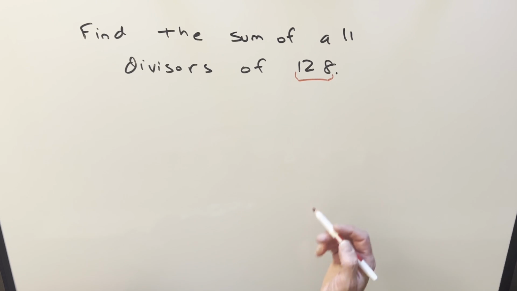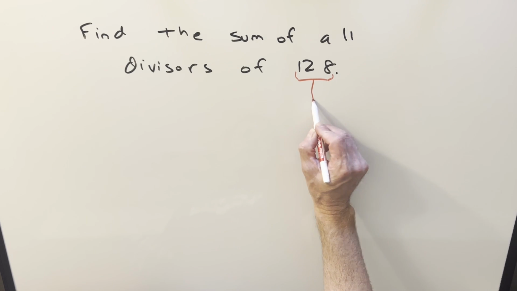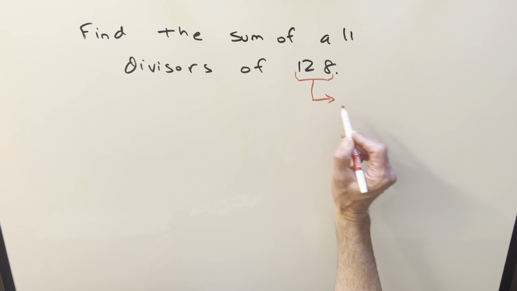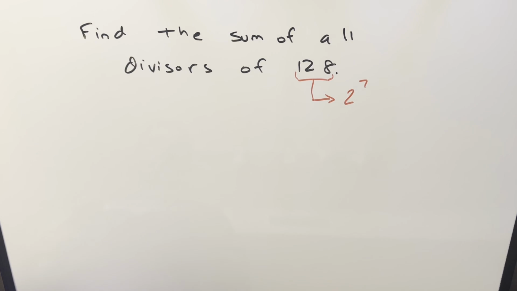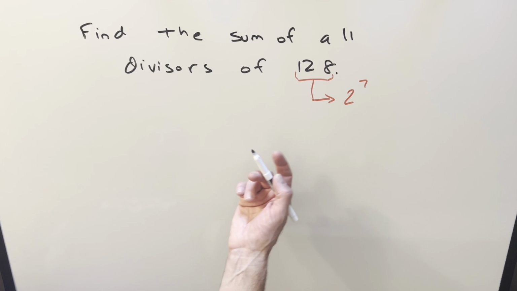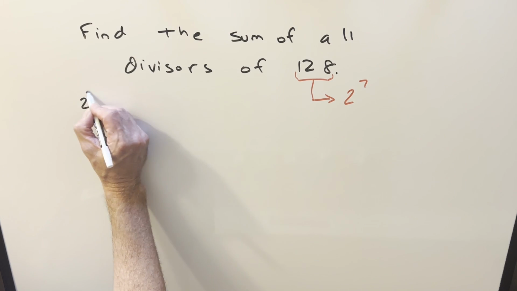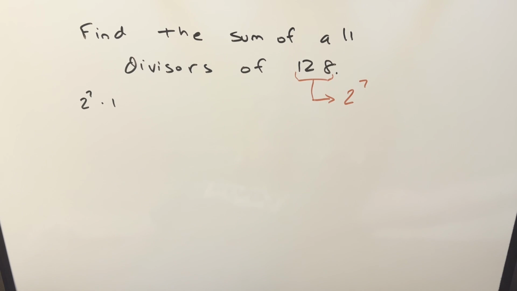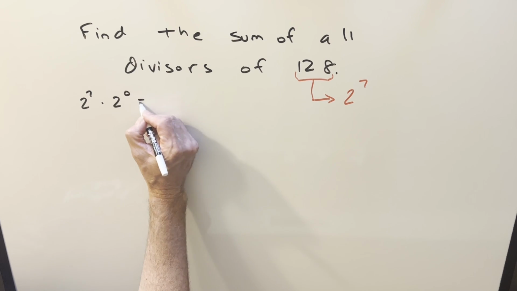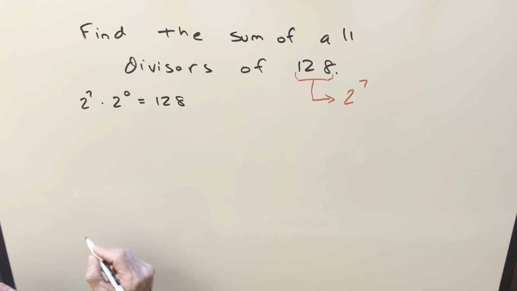With 128, this is a factor of only 1 prime. 128 is the same thing as just 2 to the 7th. So to get all the factors of it, it's going to be real easy. We could have 2 to the 7th times 1. But for 1, I could write 1 as 2 to the 0. So this is going to be the same thing as 128.